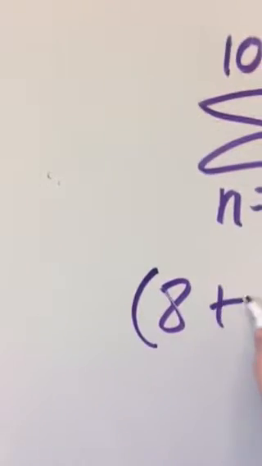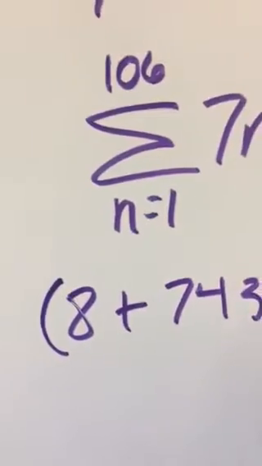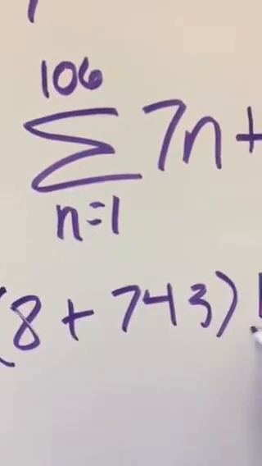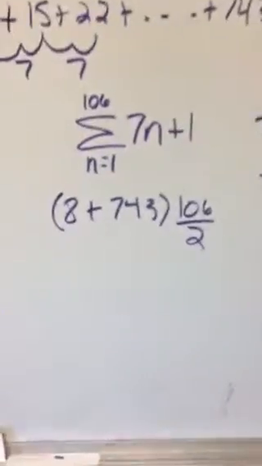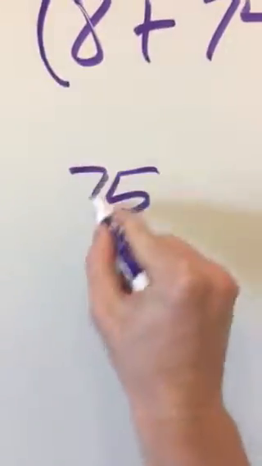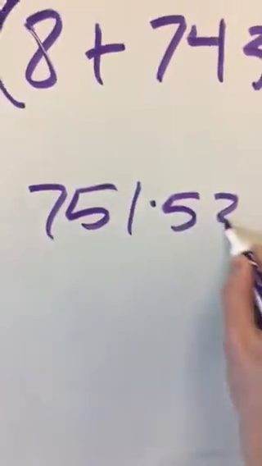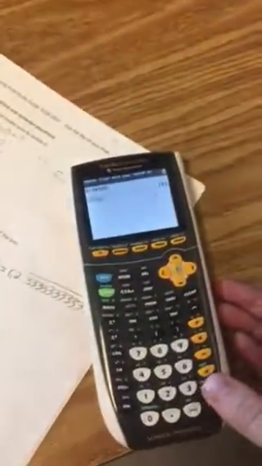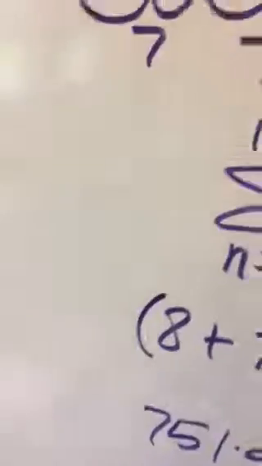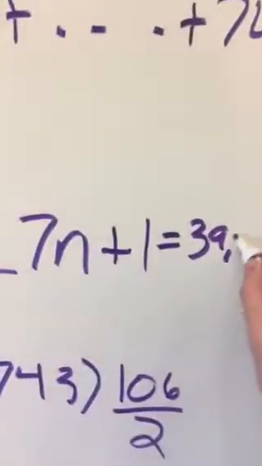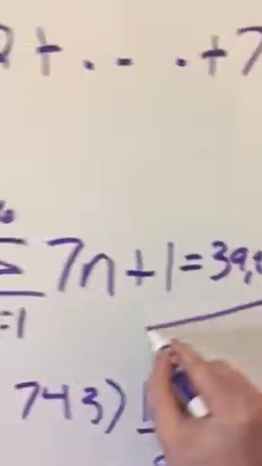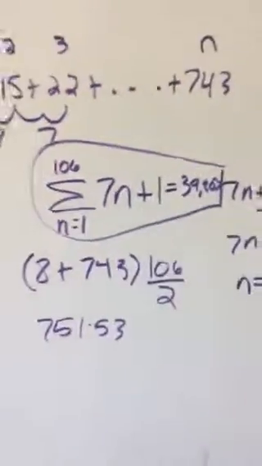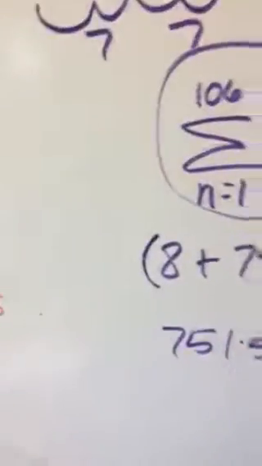So our formula is a1, our first term, 8, plus 743, our last term, multiplied by 106, our number of terms, divided by 2. Okay, so we get 751 times 53, which we can do in our calculator really quick. 751 times 53 is going to give us 39,803. So our sum is equal to 39,803. Final answer. And that came from 751 times 53. Sweet.